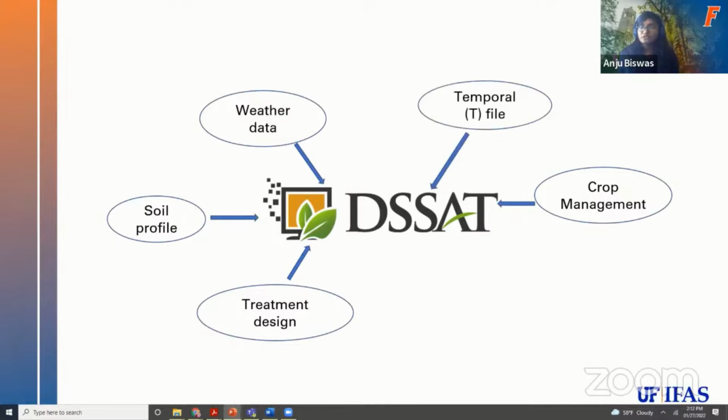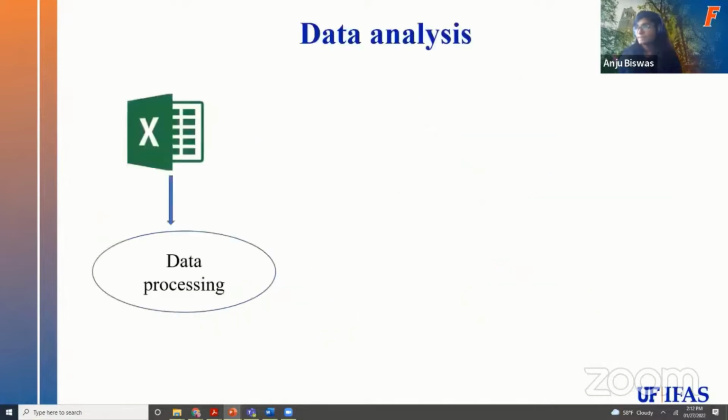Then a time file that includes the observed data, and a management file. As some of you know, we cut alfalfa every month and keep 4 inches of above-ground biomass. So we had to calculate the weight for that part.